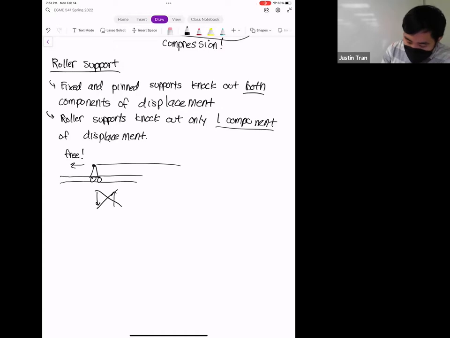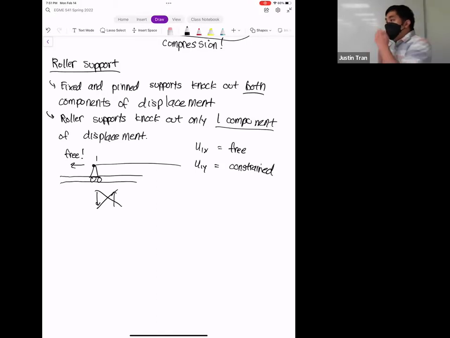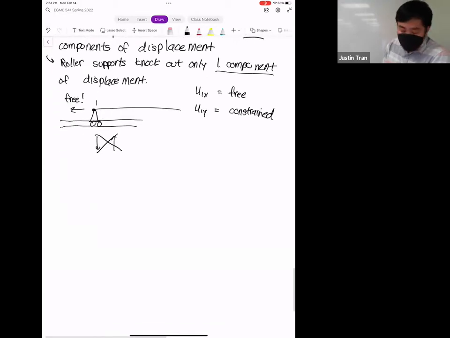Okay. And so for this particular case, let's say that this is node 1 right here, then U1x would still be free, okay? And so it's still able to move in that direction, while U1y is constrained. Right, and so if you see roller supports in your problems, make sure that you only knock out just the component of the displacement that's constrained, okay? And you leave the other one alone. Okay, any questions on this?